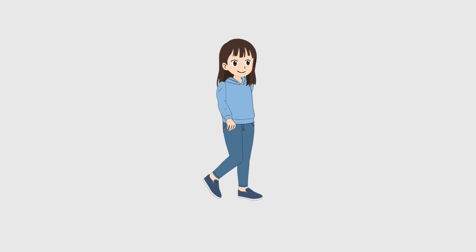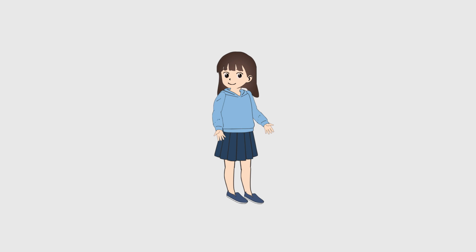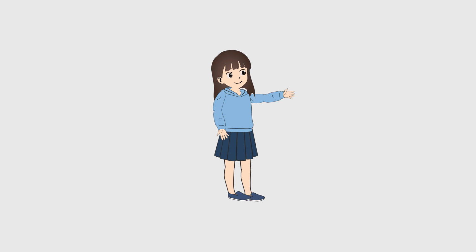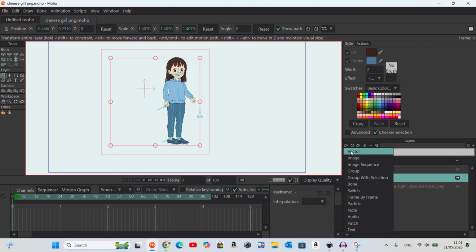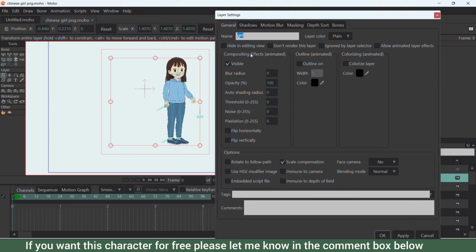Today I'm going to show you how to use SmartBone when you have PNG files instead of vector. Okay, first I'm going to show you how I have structured my character. So this is my character, a girl. Let's give it a name. I'll just call it Kai for now.